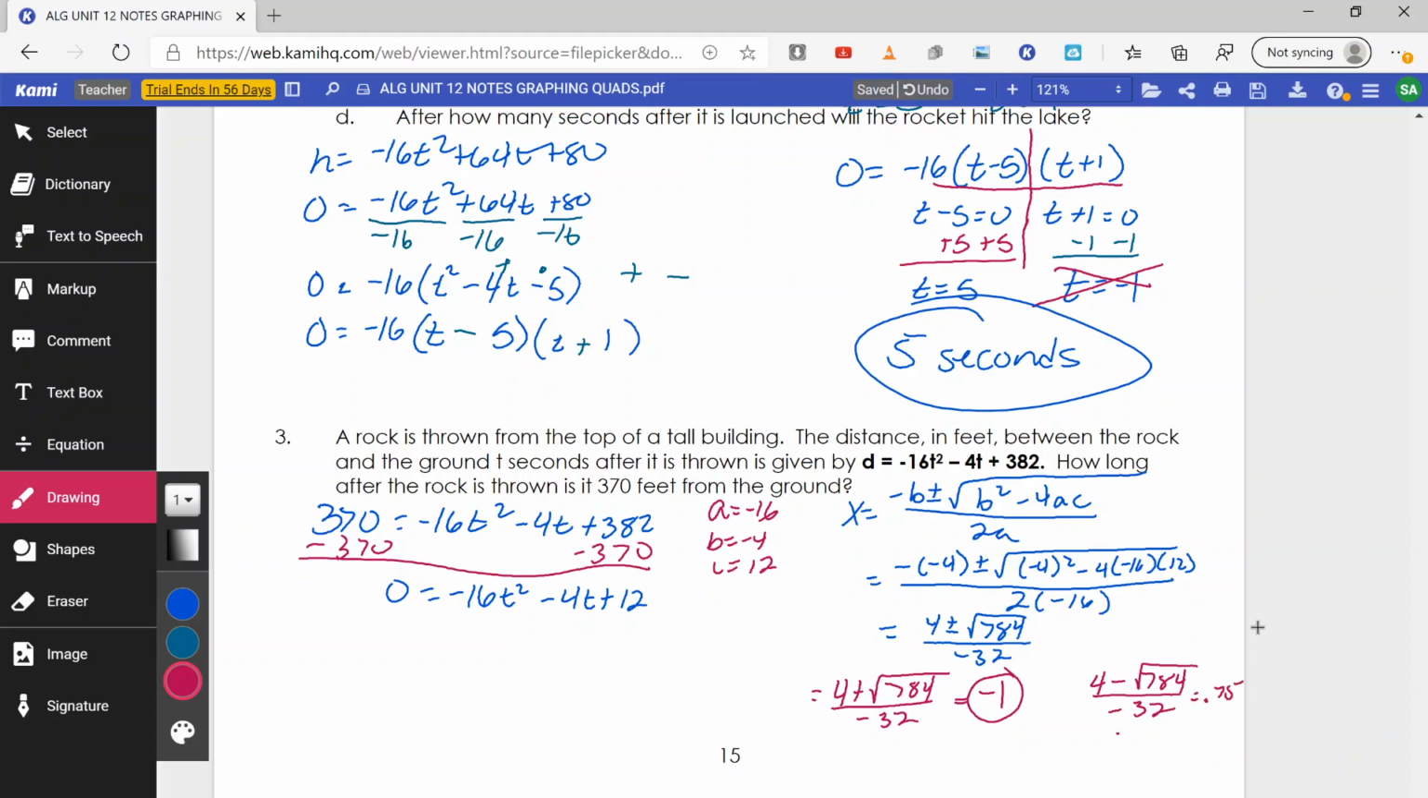So how long after the rock is thrown is it 370 feet from the ground? Well, negative 1 is not feasible because we can't go back in time, whereas 0.75 seconds is feasible because we're going forward in time. So we're going to cross off that, and our answer is t equals 0.75.